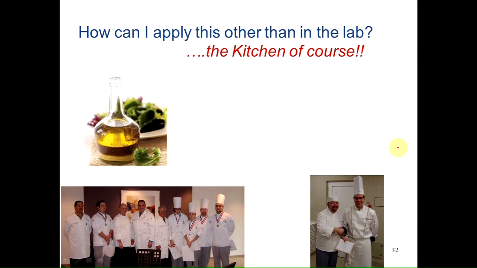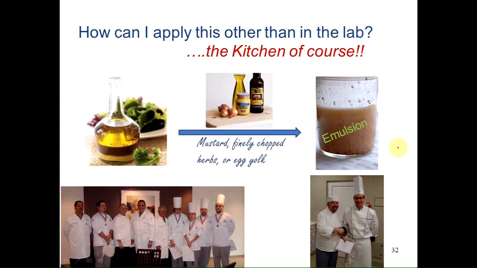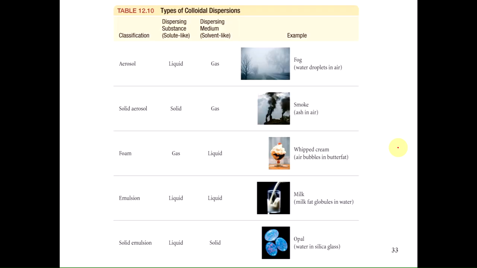So one of the things that chefs do to get these two to mix, they create an emulsion. And the way that they do it, so here we have a picture of an emulsion on the right hand side. They add things to the oil and vinegar mixture, such as mustard powder or finely chopped herbs or egg yolks, and this creates an emulsion that helps bring the two together, kind of like what we saw with the soap particles.